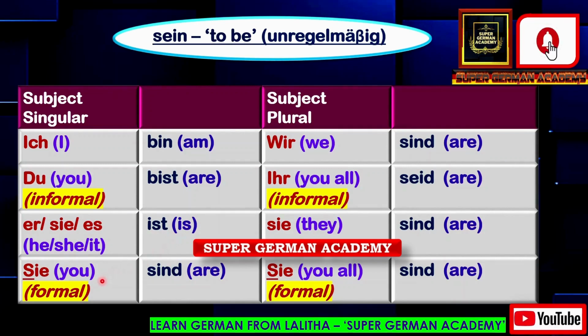Next, Sie formal, it is sind. Here Sie is used in a polite and respectful way. So for this the plural form will come, that is sind. Sie sind means "you are". For subject plural, for wir, it is sind, that is "we are". Sind will come for "we are".